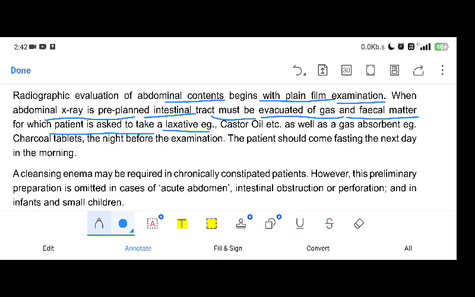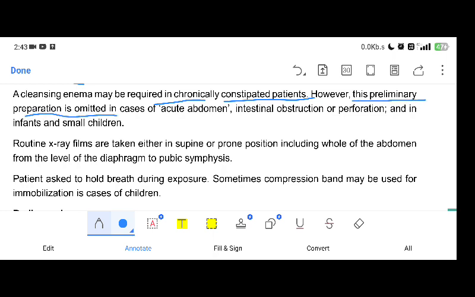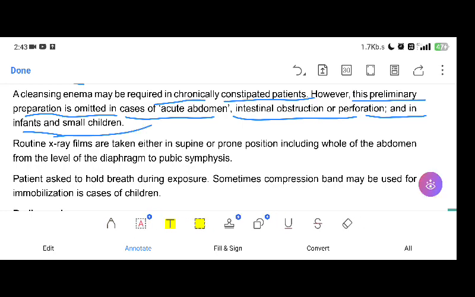For which the patient is asked to take laxative and castor oil, as well as gas absorbent charcoal tablets the night before the examination, and patients should come fasting the next day in the morning, and a cleansing enema may be required in chronically constipated patients. However, this preliminary preparation is omitted in cases of acute abdomen, intestinal obstruction or perforation, in infants, and small children.